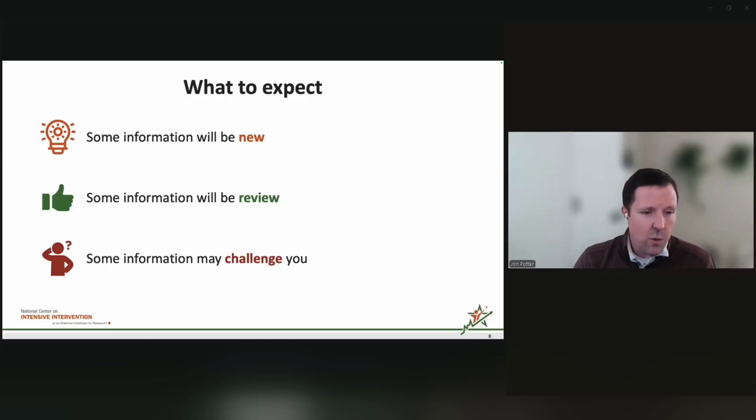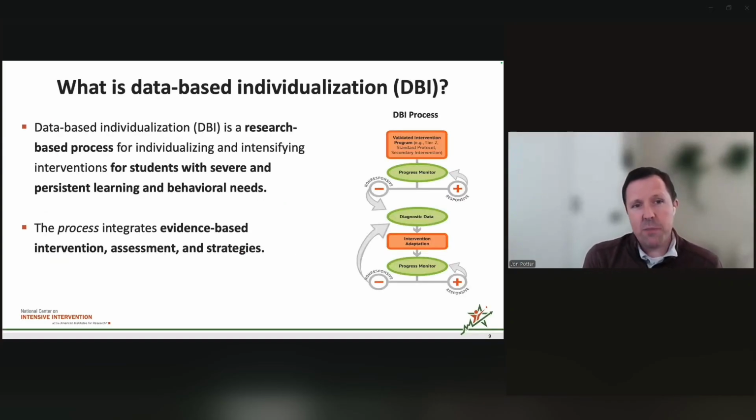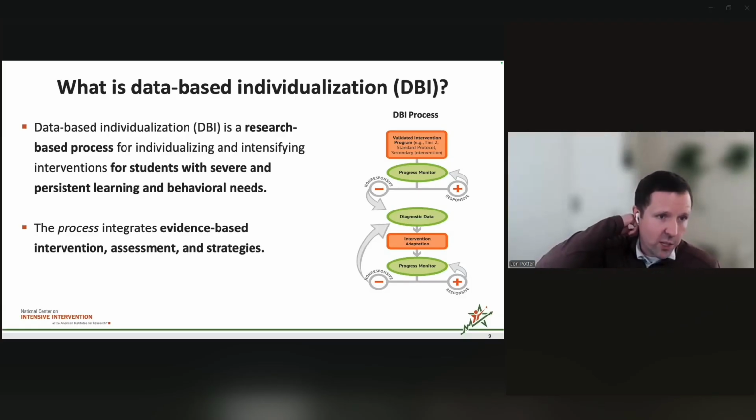I want to start by talking about this idea of data-based individualization, because at the National Center on Intensive Intervention, this is really our framework, our guiding star for how we support our students. Data-based individualization, above all, is a process. It is not a one-time fix. It is not a program. It is not something that looks exactly the same everywhere, but rather a process for how we individualize and intensify intervention supports for students with the most significant needs. That includes kids with significant academic needs, as well as significant behavioral and social and emotional challenges.